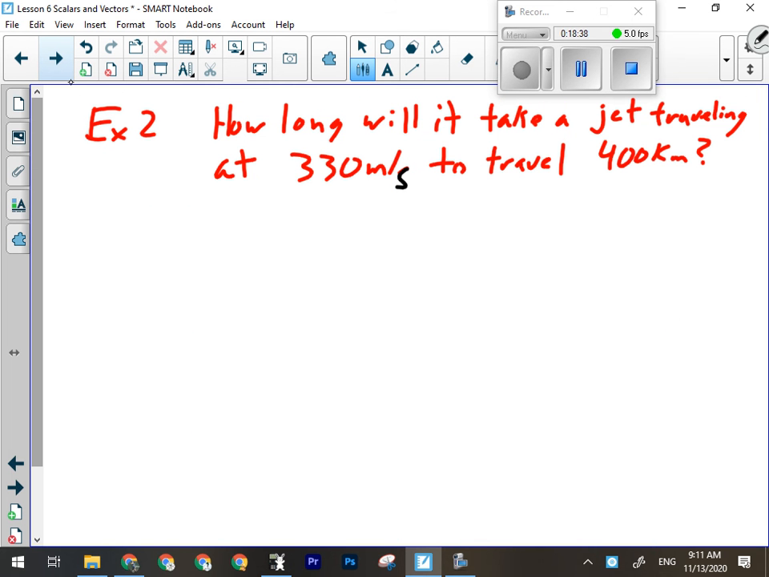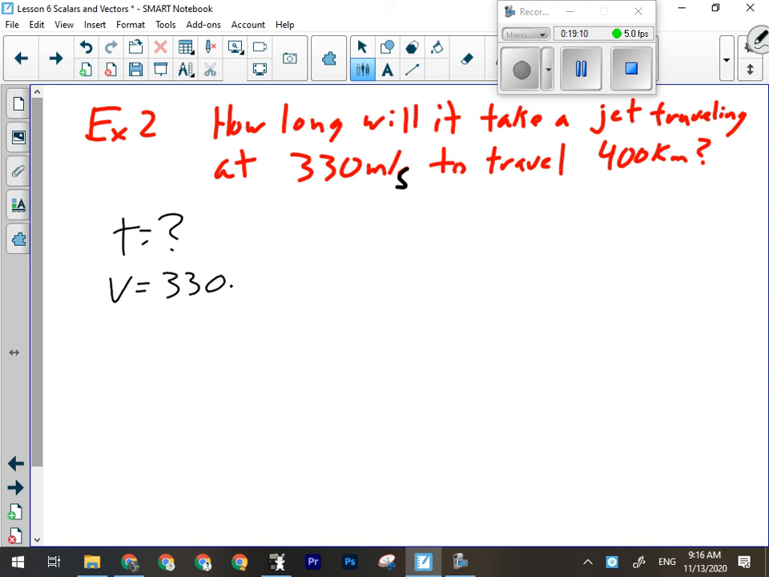We did that one yesterday, and I don't think we got to that one yesterday. Okay? This one's much easier than the two we just did because it's only one part. Okay? So give that one a try. We're looking for how long it will take a jet traveling at 330 meters per second to travel 400 kilometers. Okay, so we're looking for how long, which means they're asking us to solve for time. Okay, jet traveling at 330 meters per second.